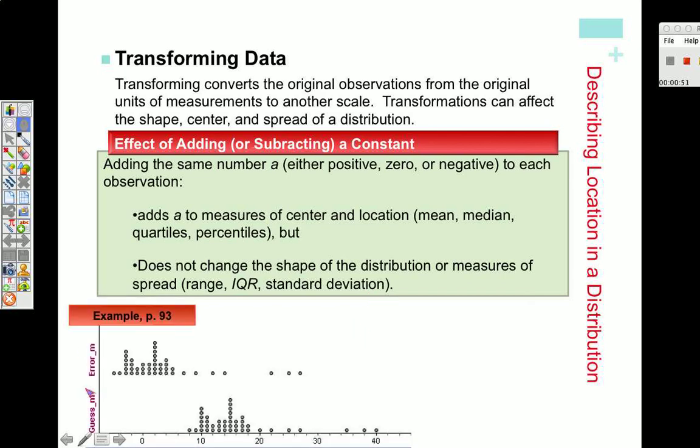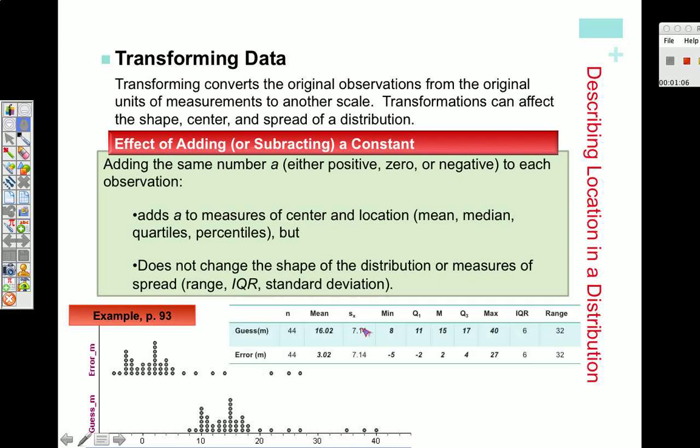So here's a graphical depiction of this. We have our guess for something in meters and how much we're off from the actual by. So the distribution of our guess is bigger than the distribution of our error, but the shape stays the same. And we can also see that if we run this data, our standard deviation is the same. Our IQR, if we look at Q3 minus Q1, it's the same, 6. The range is the same. But all of our minimum, median, maximum, quartiles, mean, they're all changing by 13, which is how much each data value differs by.